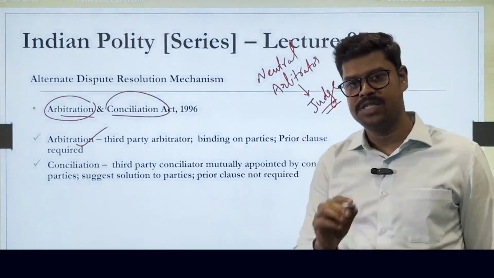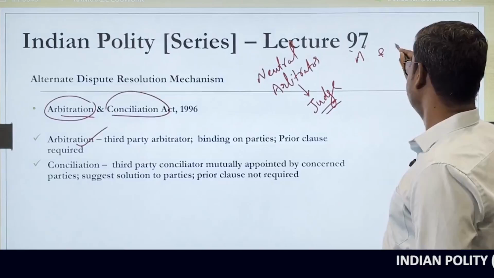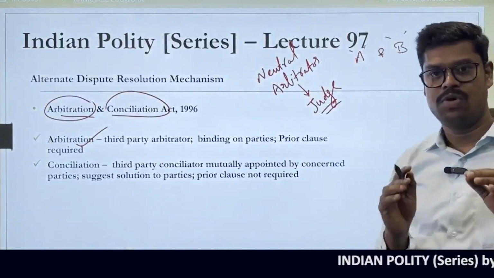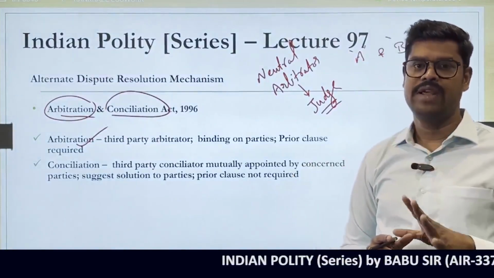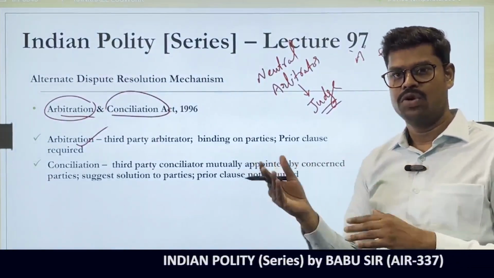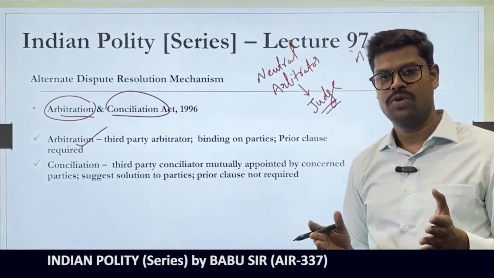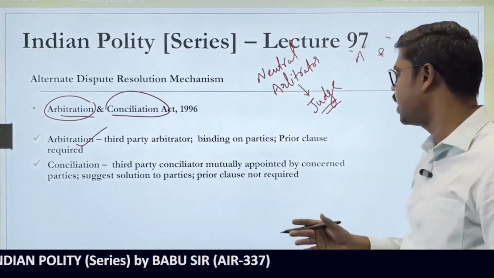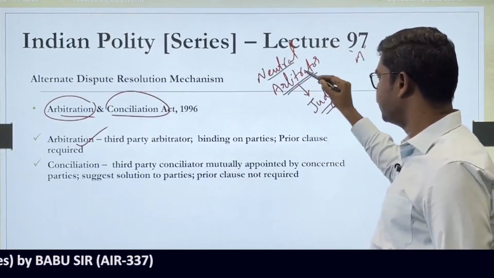So, if there is a dispute between two parties, suppose let us assume A is there and then B is there. So A and B enter into a contract and there is a dispute between A and B. When there is a dispute between A and B, either they can go to the court to resolve their dispute, or if they do not want to go to the court, then they can go for arbitration as well.